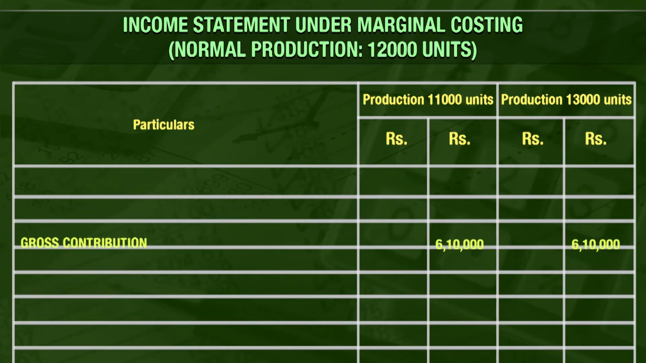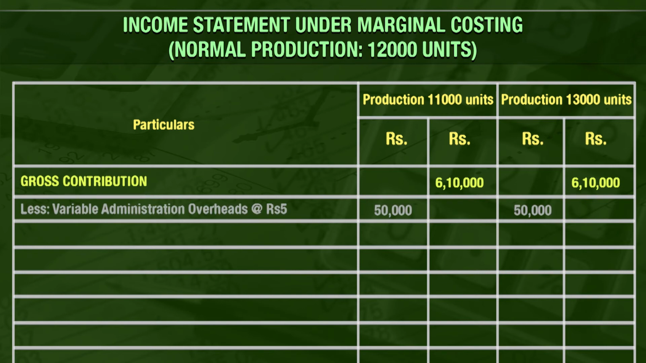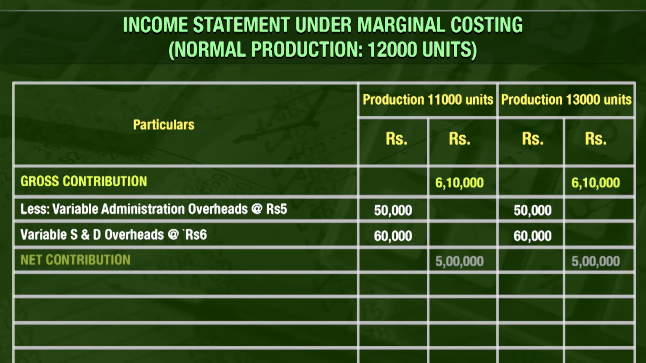From this gross contribution, we have to deduct variable administration overhead at rupees 5 per unit and variable selling and distribution overheads at rupees 6 per unit. 50,000 and 60,000 will be deducted in both the cases. After this, 5 lakh rupees will be our net contribution.